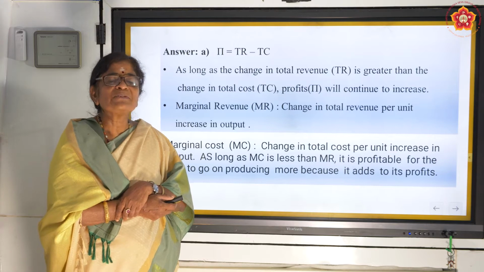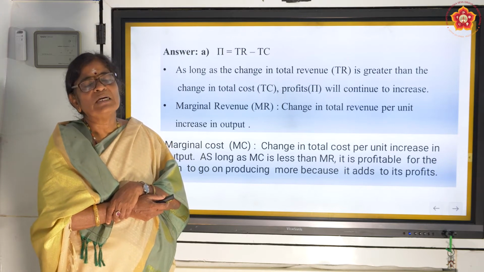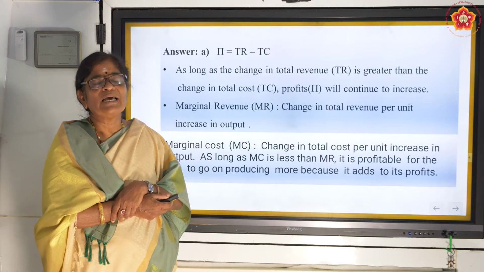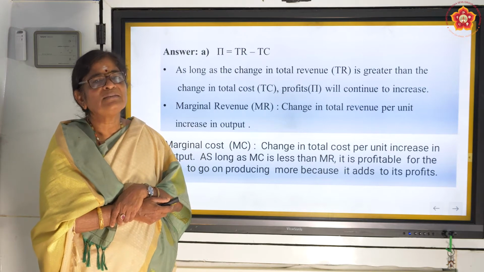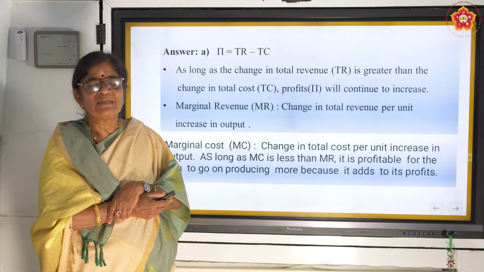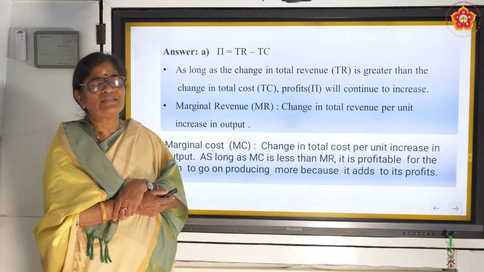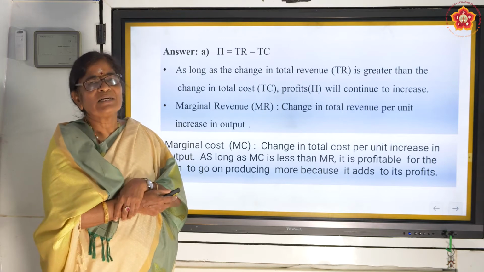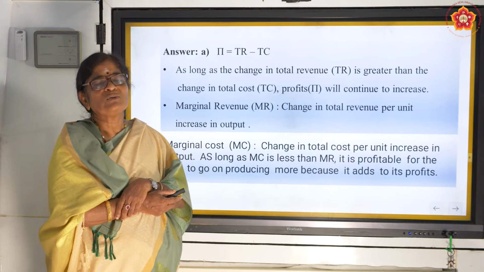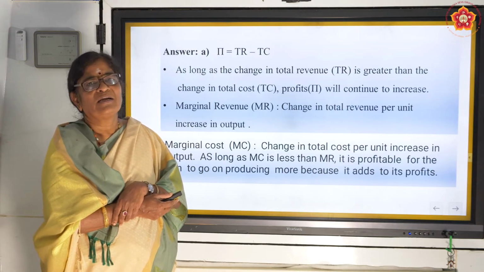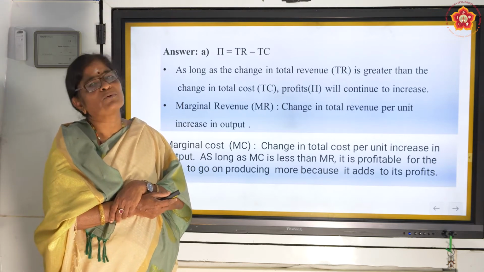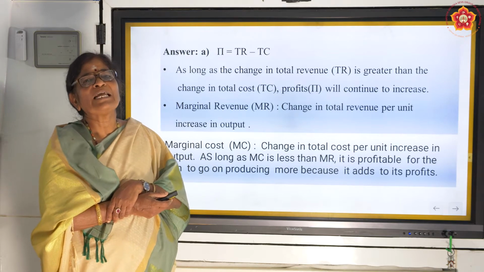When we talk about profit in terms of TR, that is total revenue, and TC, total cost, it is called the TR-TC approach. This approach will be taught to you in your degree class further, but at this stage, it is enough if you understand that the difference between TR and TC must be greater to keep the profit level maximum. And also, this profit can be explained in terms of the MR and MC approach. TR-TC approach and MR-MC approach.